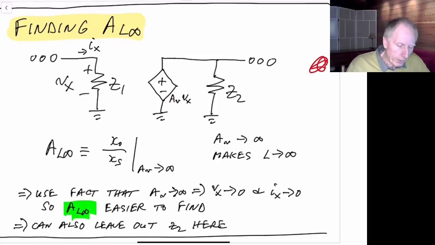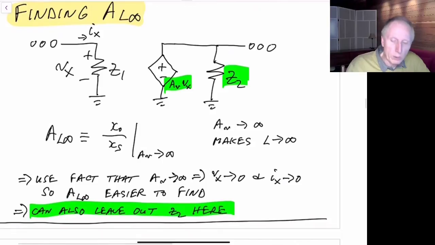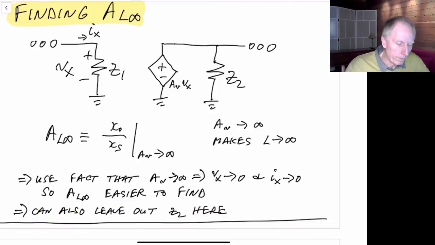Also, as before, because Z2, once again, is in parallel with our ideal voltage-controlled voltage source, we could leave out Z2 in this case as well. We don't make use of it. It's really the final case where we need to make use of it, A sub L0. And we'll see examples of this in a little bit.